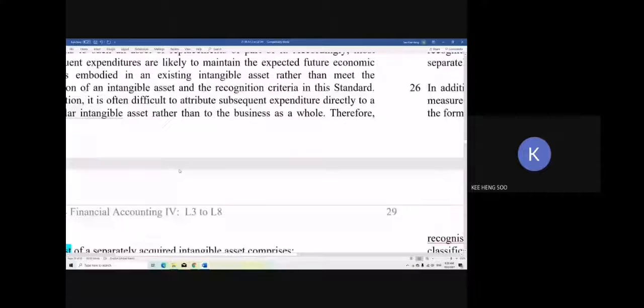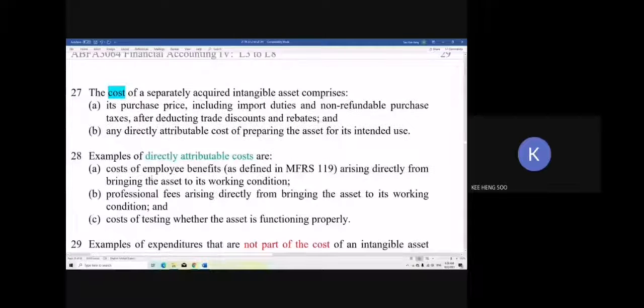27. Do you see this one is similar with your IAS 16? Paragraph 16, 17. You use a pencil to jot down IAS 16 paragraph 16: to determine the cost of the purchase price including import duty, directly attributable cost. And paragraph 17, this one is paragraph 28.